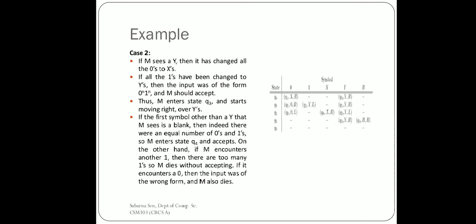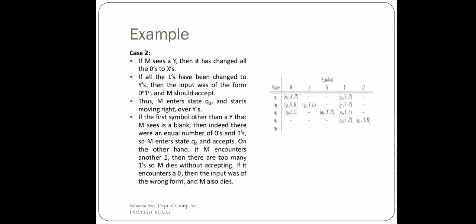Now if all the ones have been changed to y's and the input was of the form 0 to the power n and 1 to the power n, M should accept. Thus M will do what? M enters the state q3 and starts moving right over y's, right? If the first symbol other than a y that M sees is a blank, then indeed there were an equal number of zeros and ones, right? So M enters the state q4 and accepts.